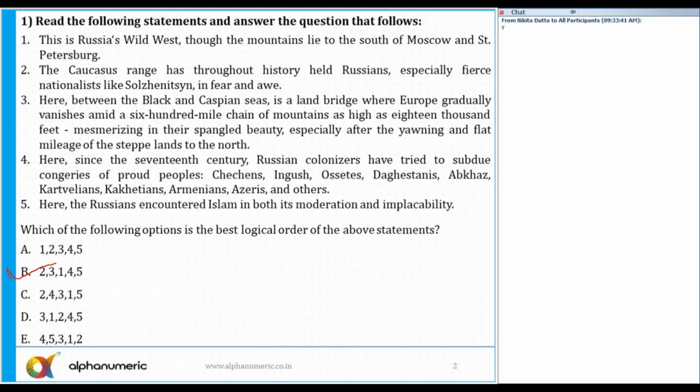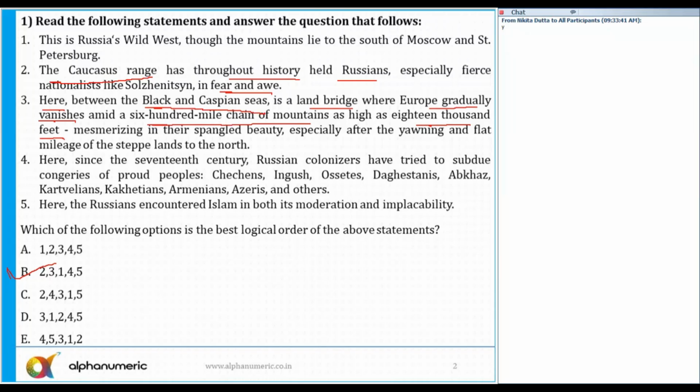Why? Because the first thing you will do is describe this range. You will tell me the name of this range, and the name of this range is the Caucasus range. This Caucasus range has throughout history held Russians in fear and awe. Now it is in this range, which is between the Black and the Caspian Seas. Now you are giving me the location of the Caucasus Range. Between the Black and Caspian Seas, there is a land bridge where Europe gradually vanishes amid a 600-mile chain of mountains as high as 18,000 feet.